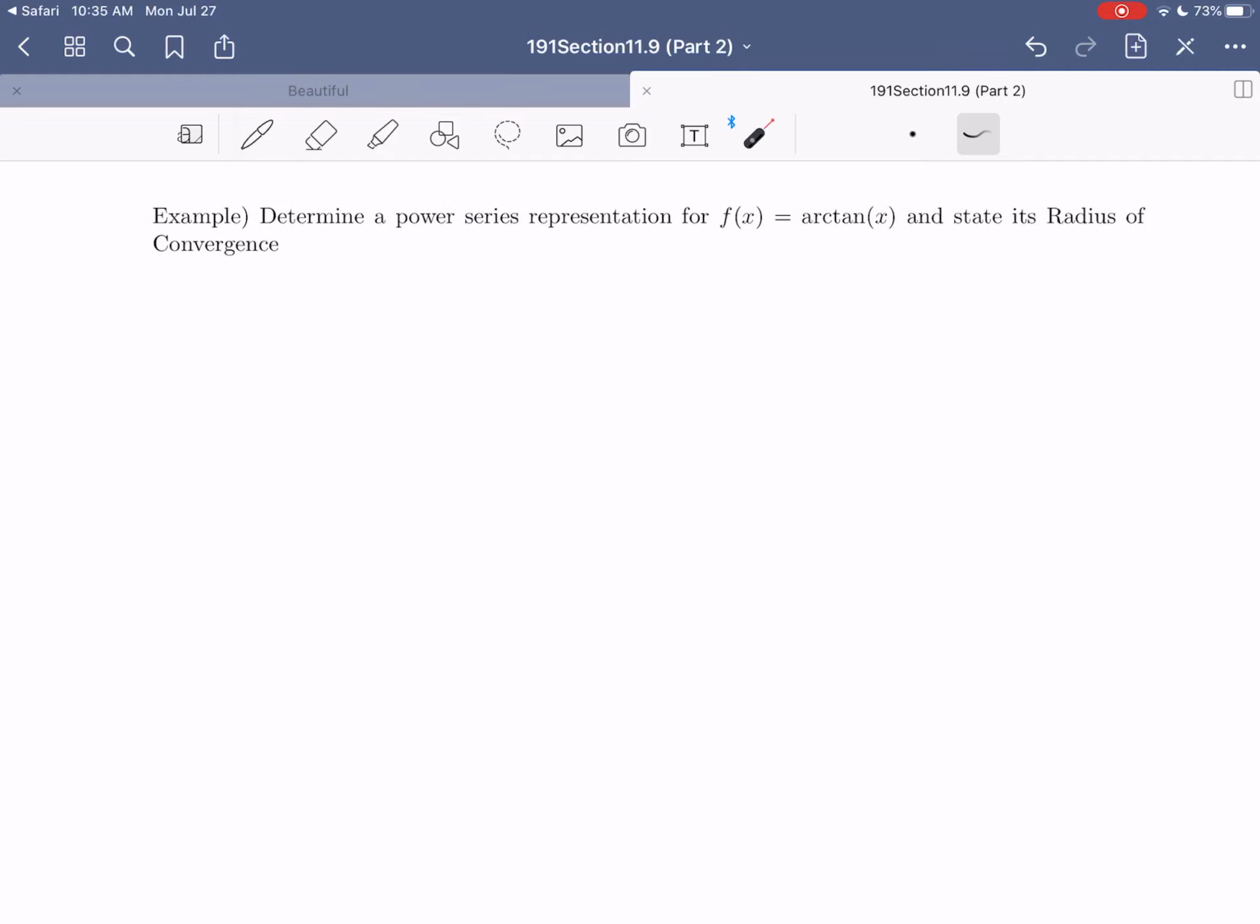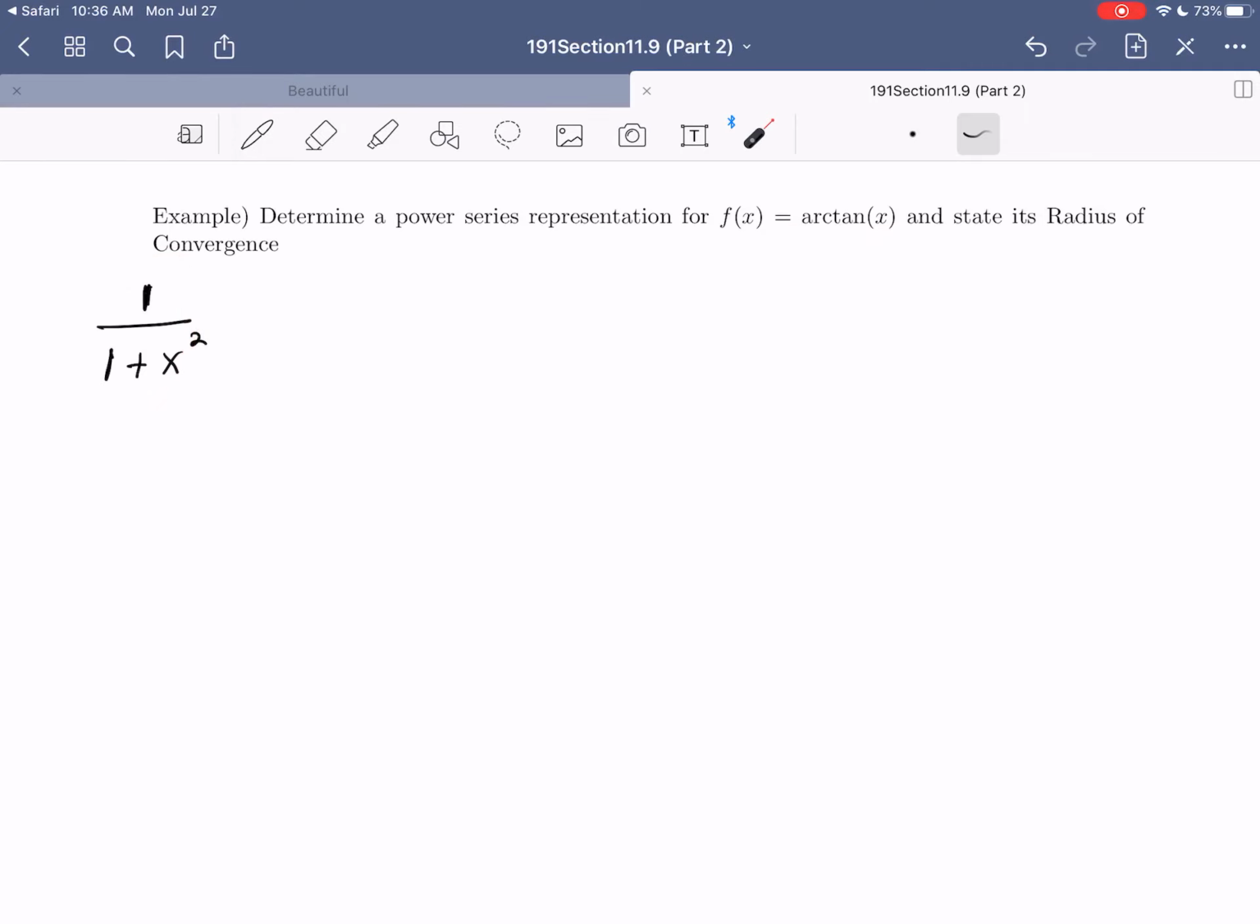So we're now going to build a power series representation for f of x equals arctan of x, and we're going to state its radius of convergence. Okay, let's go ahead and take a look at how we would do that. Once again, we're not going to start by immediately going to arctan. We're going to actually look at something that's related to arctan. So we're going to start with 1 over 1 plus x squared. Why am I going to start with this? Well, we know that this is directly related to arctan. If you differentiate arctan, you get this, or if you integrate this, you get arctan.